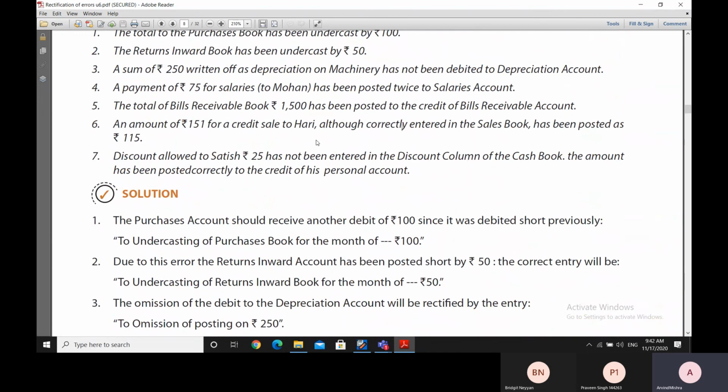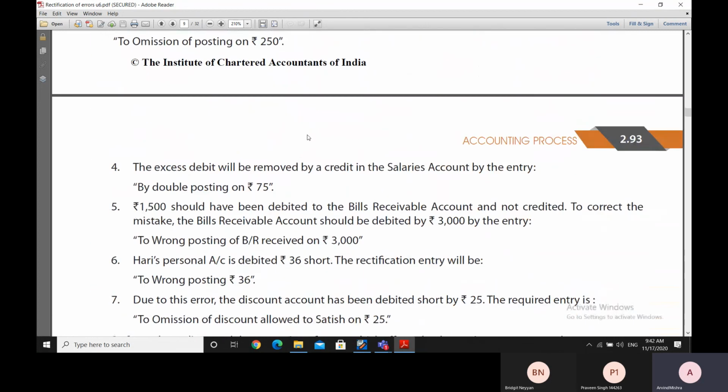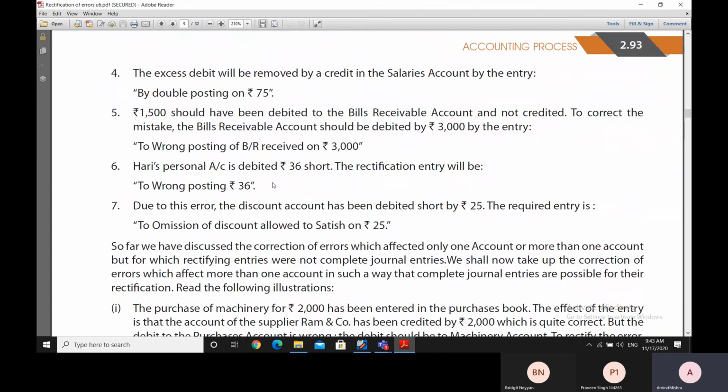So what has been done is that the sales book has been written correctly, but in Hari's book this mistake has happened, because Hari should have been debited for 151. He has been debited for 115. So we'll introduce an extra debit in Hari's account of 36 rupees. So since Hari's account has been wrongly debited, now it will be debited by rupees 36 more.